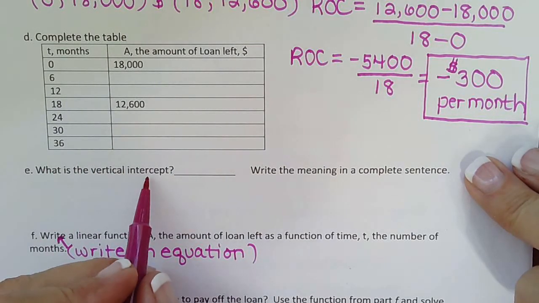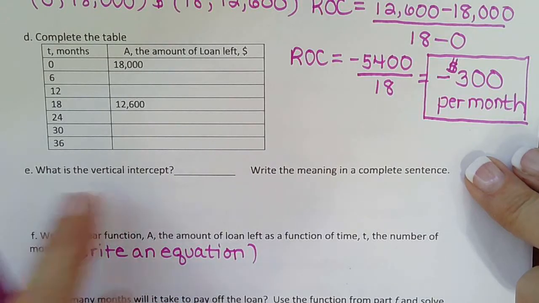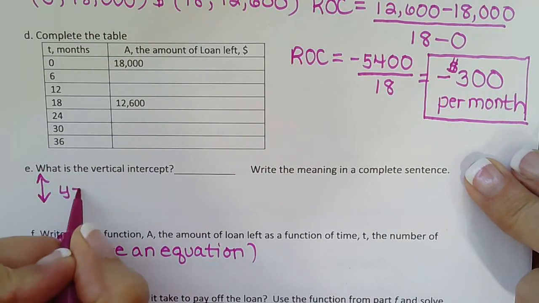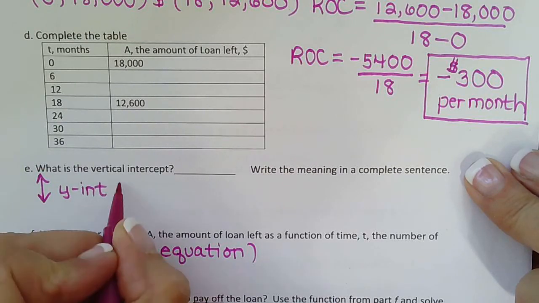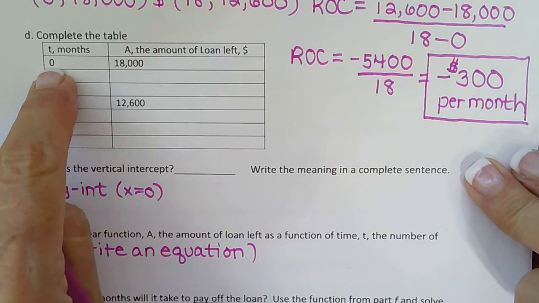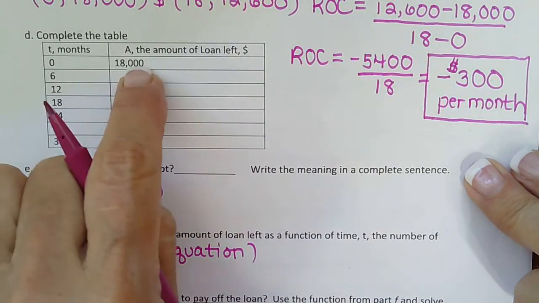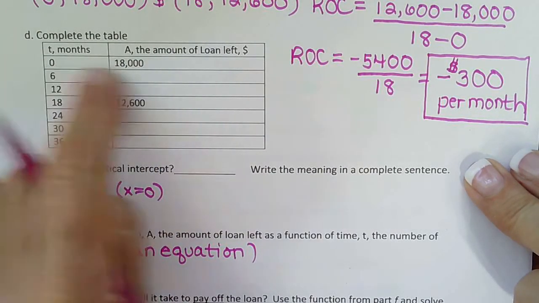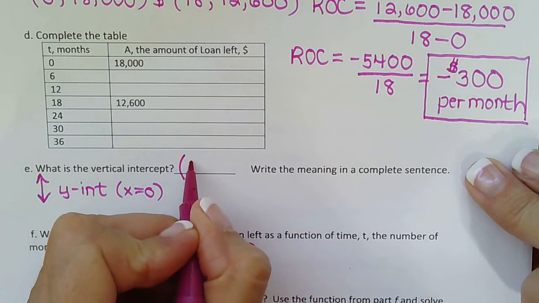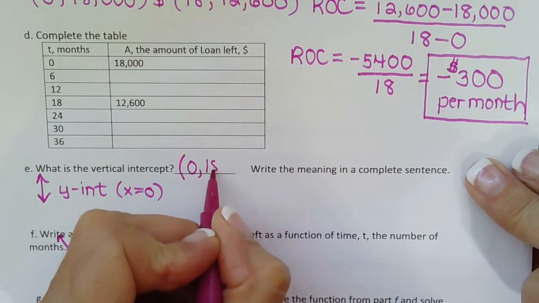So first we need the vertical intercept. Remember, the vertical intercept is the y-intercept. We know the y-intercept is when x is 0. Do we know that? Boom, right there. So look at your table. X is 0, Y is 18,000. So we know the vertical intercept is 0, 18,000.